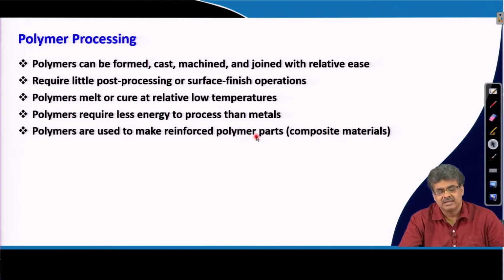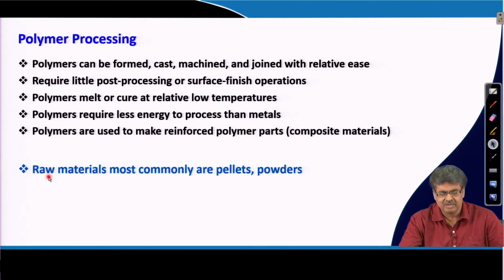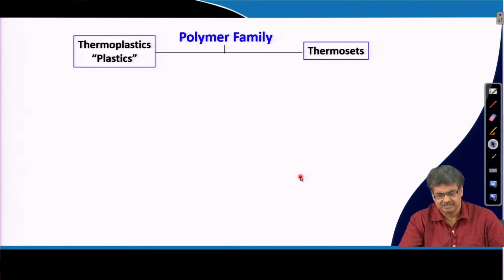Basically, the reinforcements are done by adding some other components in the polymer mixture, which is not very easy to do with materials like metals and ceramics. And generally polymer processing starts with the raw materials, which are commonly polymer pellets or polymer powder.